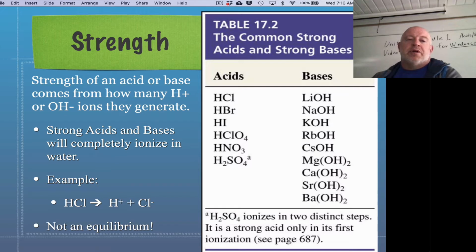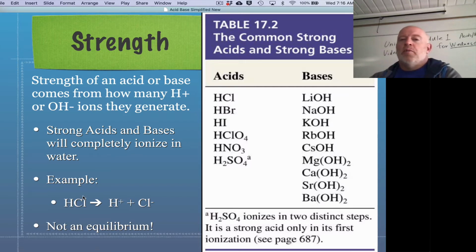The reason we identify this is that strong acids and bases completely ionize in water. For example, hydrochloric acid is considered a strong acid. When hydrochloric acid dissolves in water, for our purposes we can say 100% of it breaks apart into hydrogen ions and chloride ions. None of it stays as HCl in equilibrium.